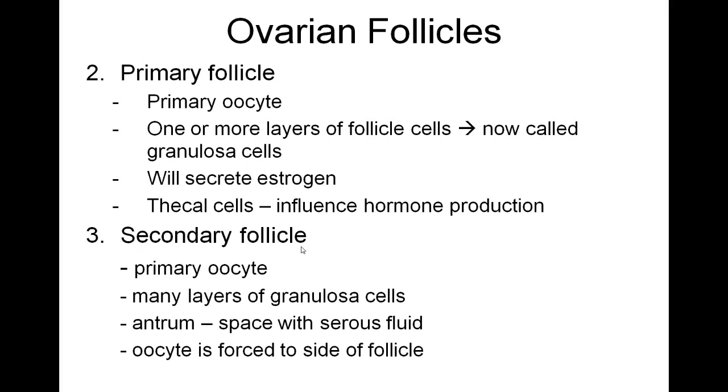Okay, the secondary follicles have a primary oocyte as well. They have lots of layers of these granulosa cells, and they are starting to get this vesicle or this space inside of them, and that's called the antrum. The antrum's filled with serous fluid that has estrogen and progesterone in it, and the oocyte gradually gets forced off to the side of the follicle.